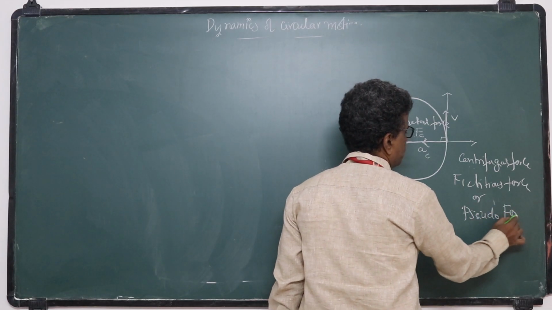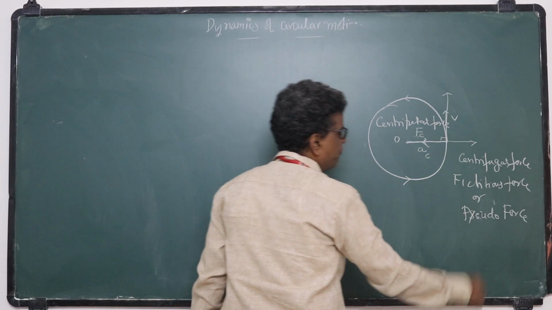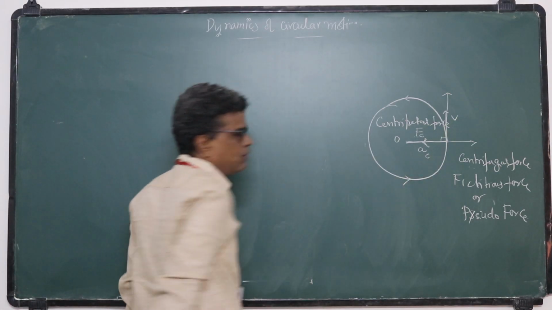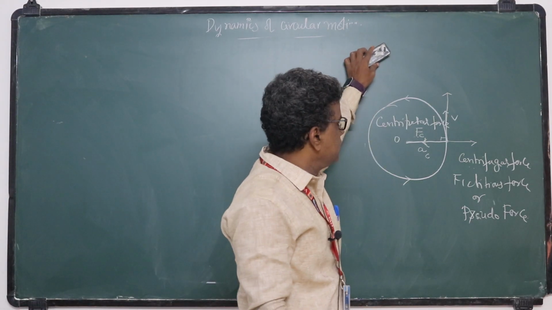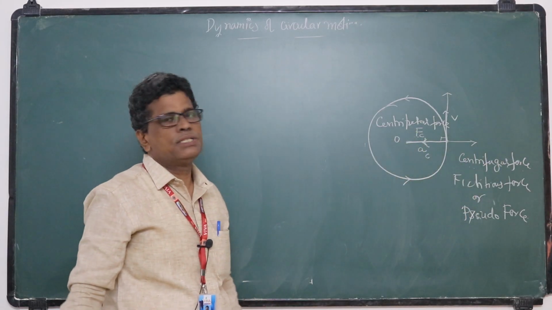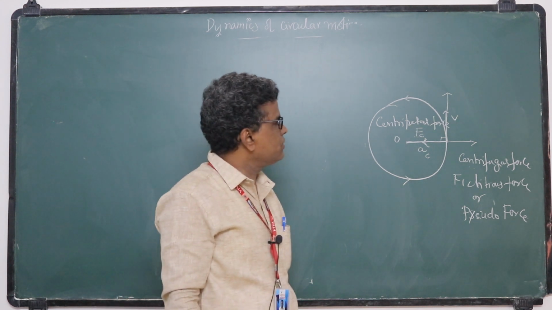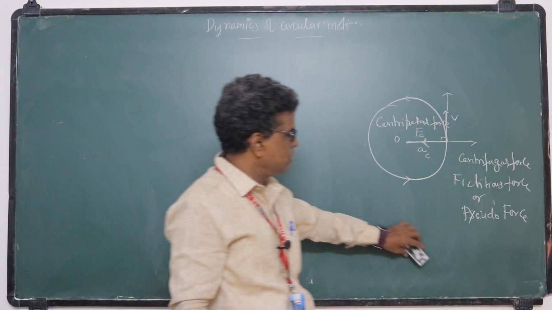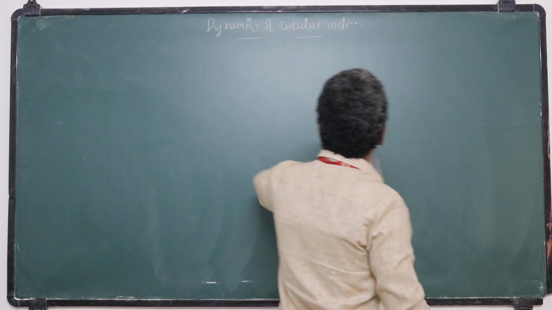Pseudo force. It is a pseudo force, so it acts on the body. Now I will try to explain it with the help of some examples. The magnitude of centrifugal force is equal to the magnitude of centripetal force. Let us see, I will try to explain with some examples.